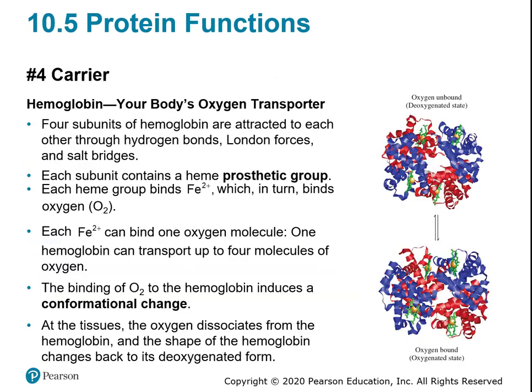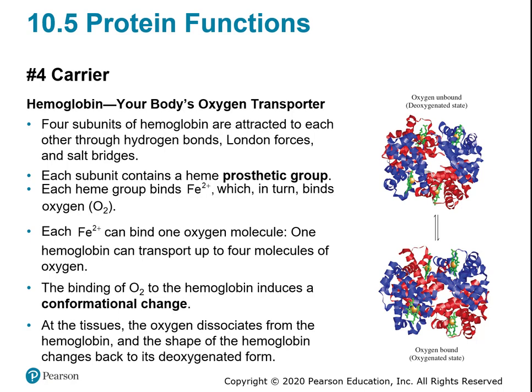So those are 3, 4. The fourth one is the carriers. The carriers or the storage molecules, hemoglobin is really a great example of a carrier. Hemoglobin is found in where? Only one place, red blood cells. Hemoglobin is the reason that red blood cells are red, because hemoglobin contains iron. And the iron is the reason the red blood cells appear red when you look at them in the microscope.